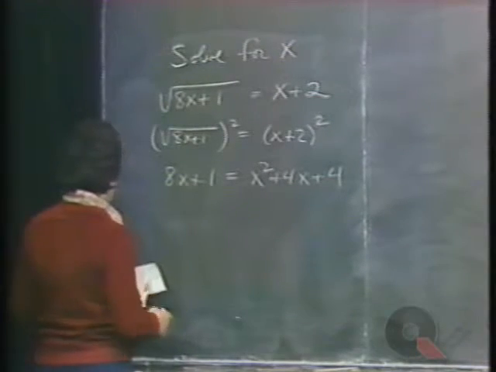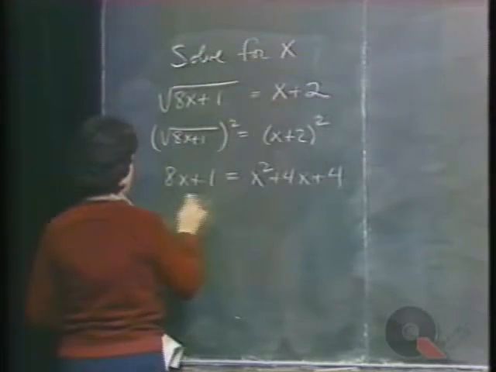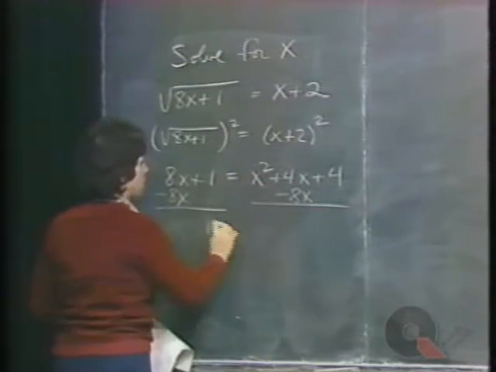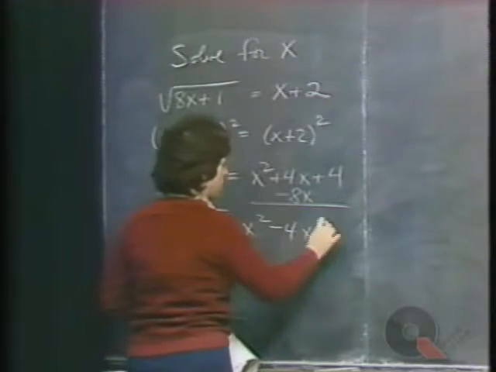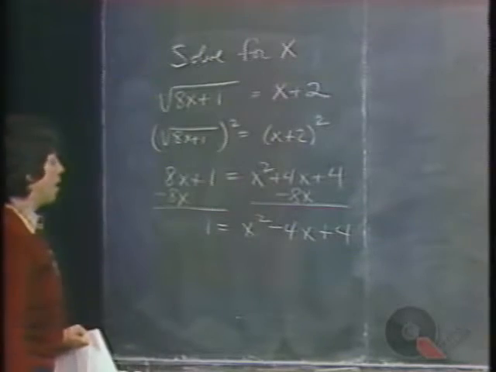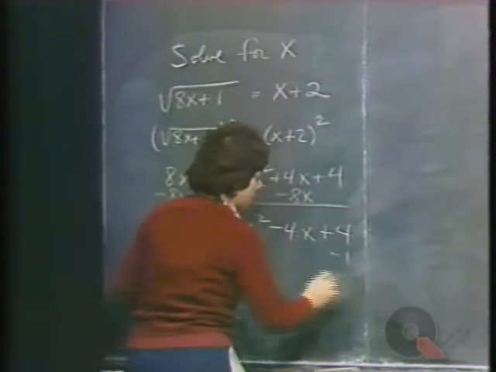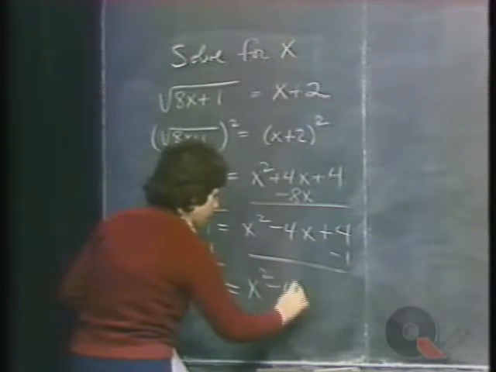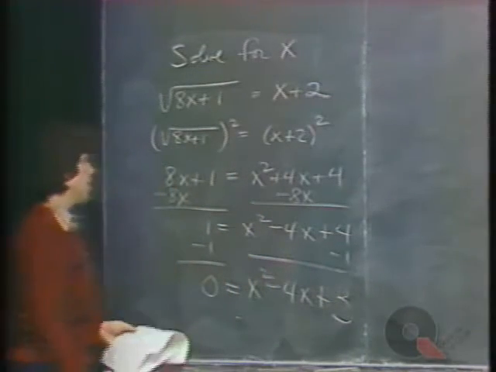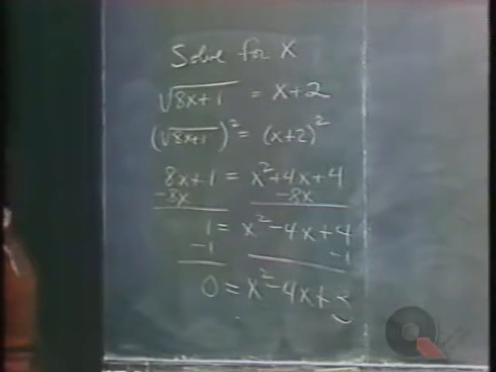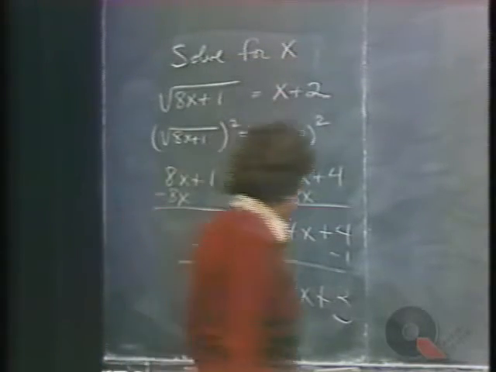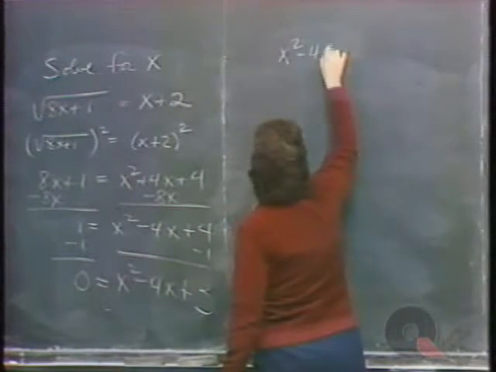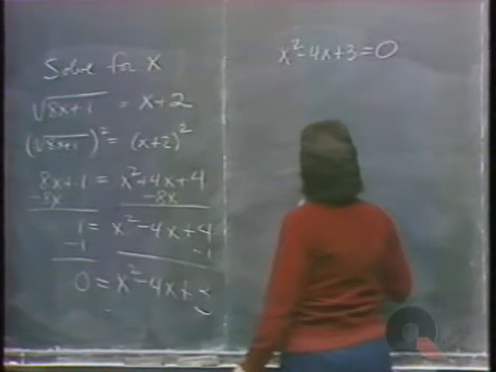Okay, let's collect like terms, see what we have. We can subtract 8x from both sides of the equation, giving us 1 is equal to x squared minus 4x plus 4. And we can then subtract 1 from both sides of the equation, giving us 0 is equal to x squared minus 4x plus 3. Once again, this radical equation gave rise to a second degree quadratic equation. Okay, so let's work on that. Instead of 0 is x squared minus 4x plus 3, I'll write x squared minus 4x plus 3 equals 0.